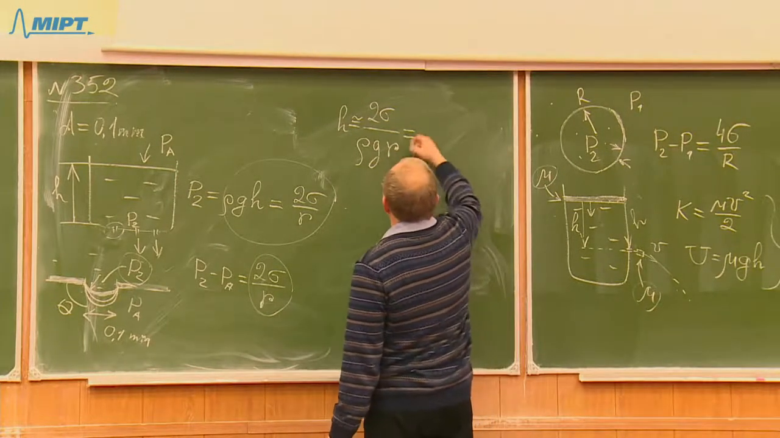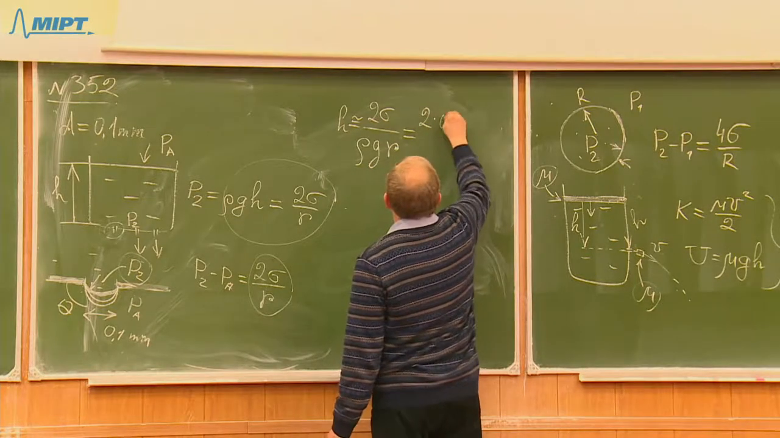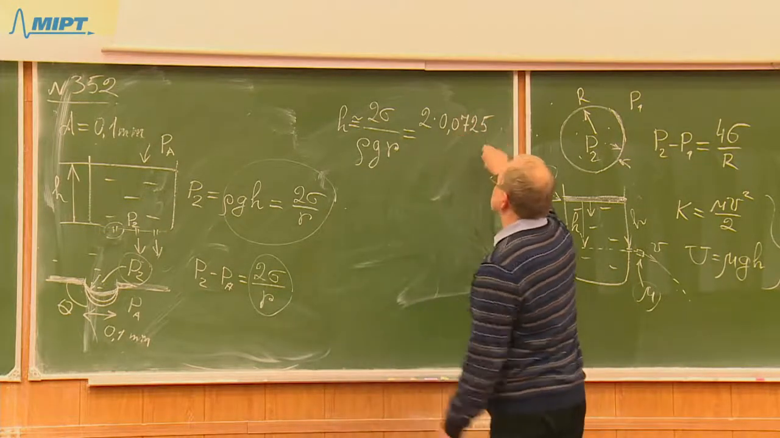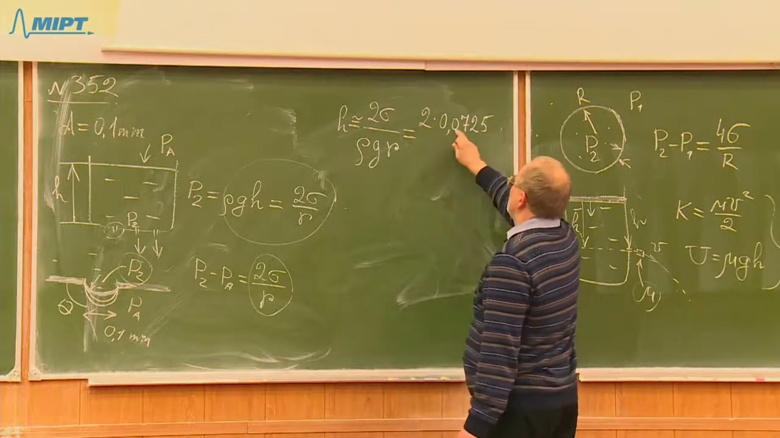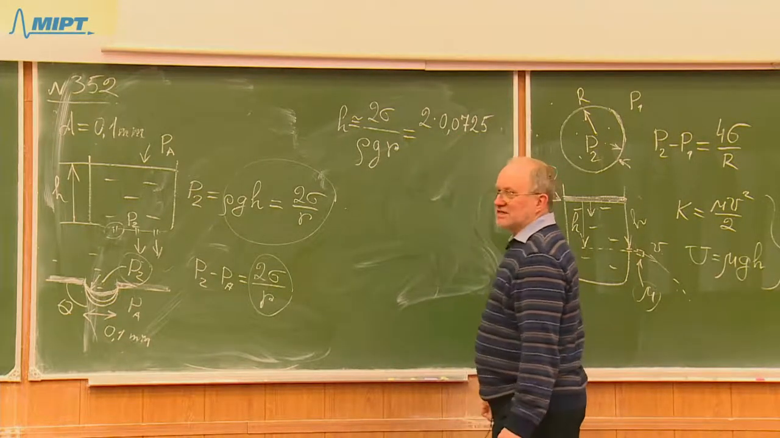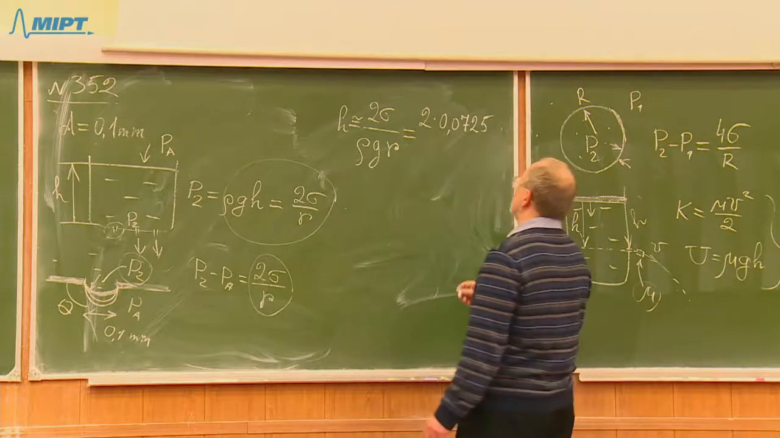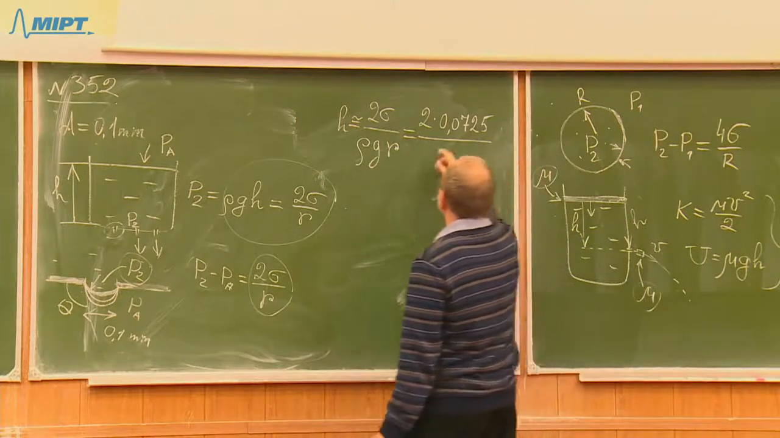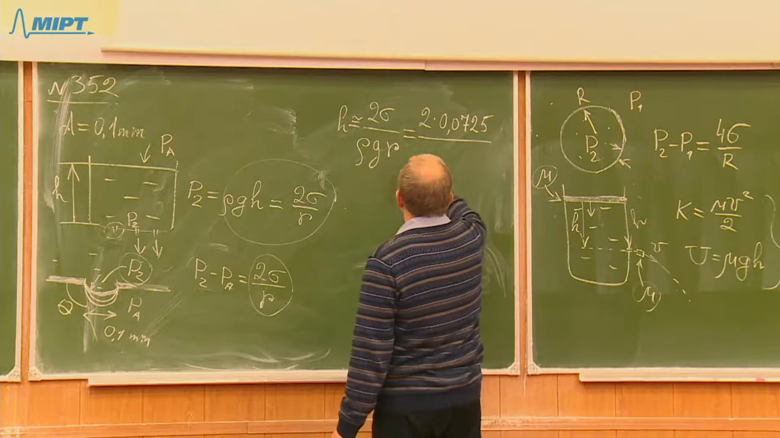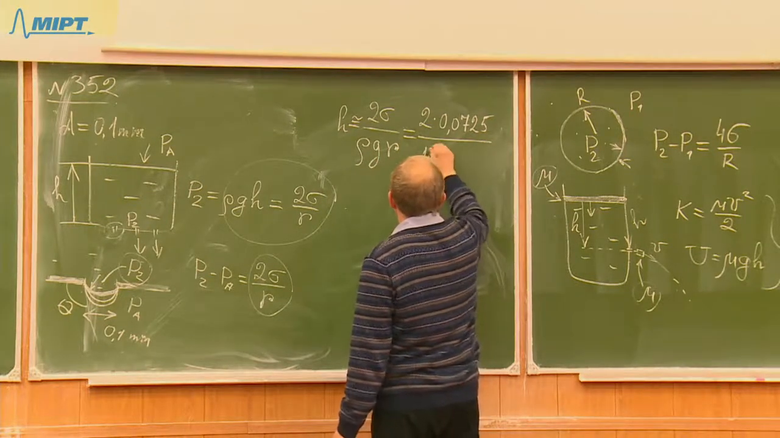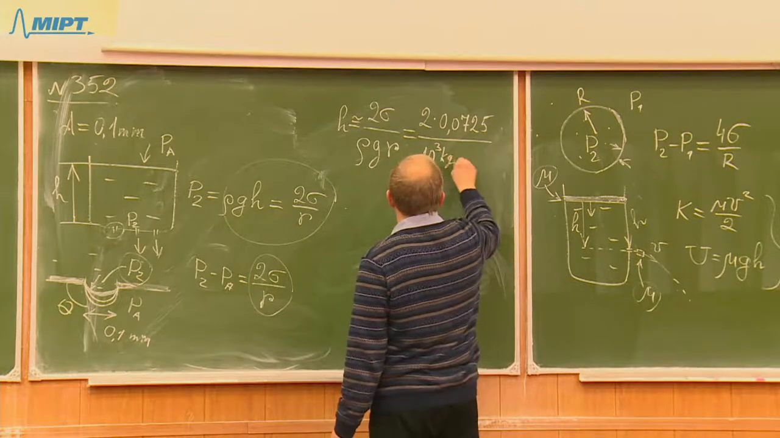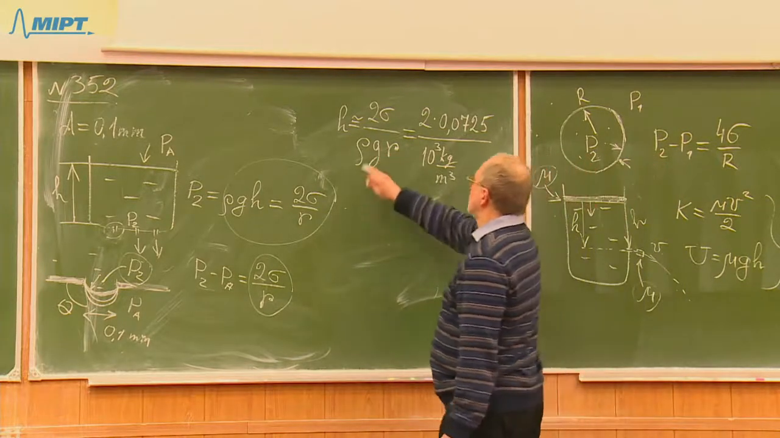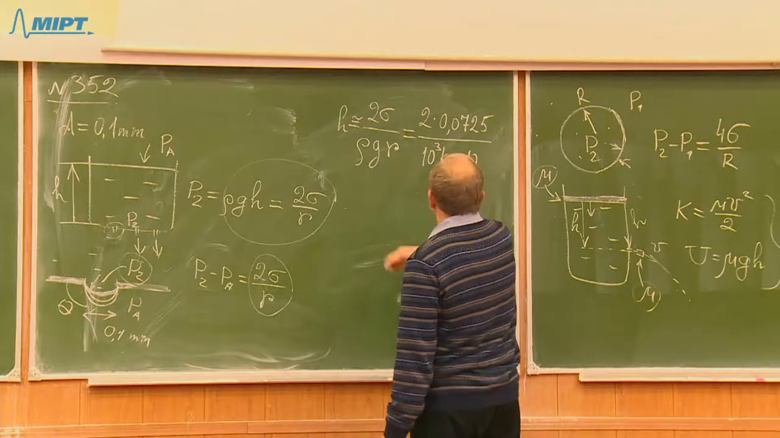So we have to calculate it: 2 times sigma, and we know what sigma is. We used this quantity last time in the international system. This is 0.0725 joules per meter squared, or newtons per meter, whatever unit you prefer. Both are units of the SI system. Rho is the density of water in the international system, that is 1,000 kilograms per meter cube, one ton of water per meter cube. Then the acceleration of free fall is 10, and radius.